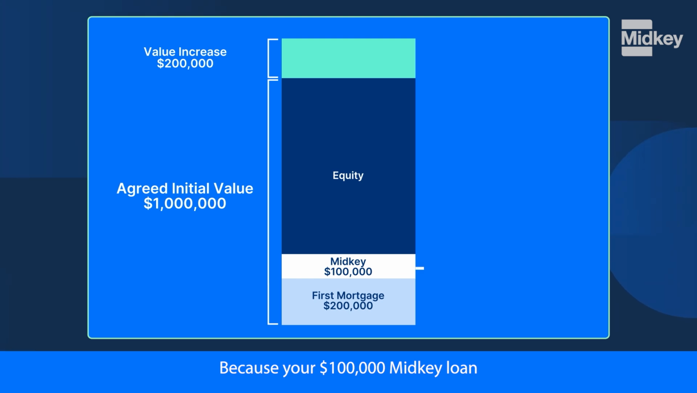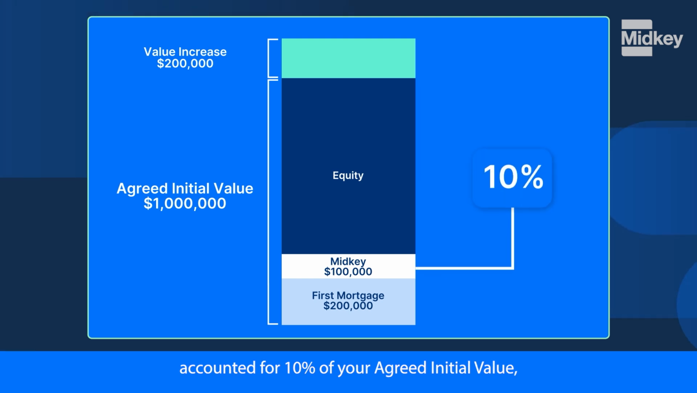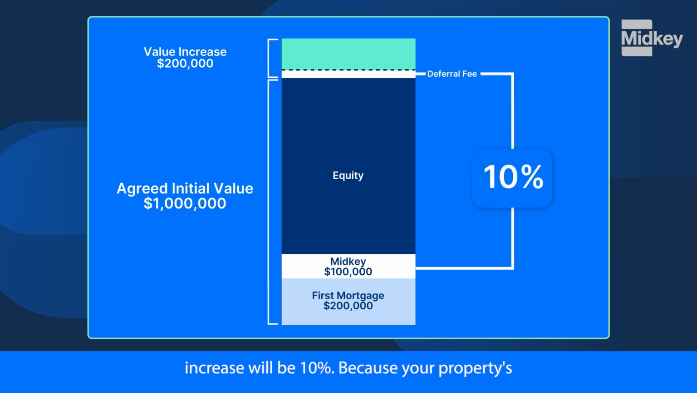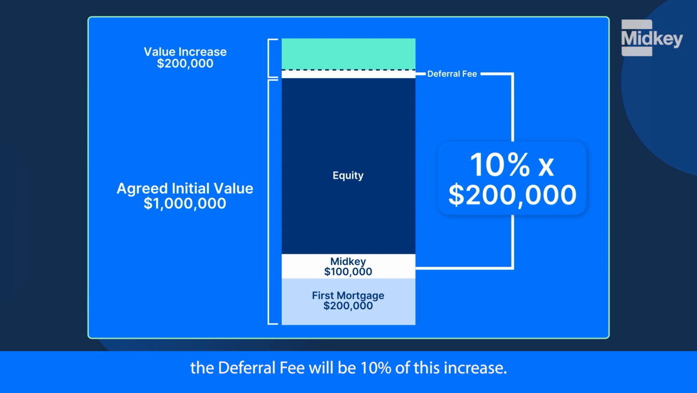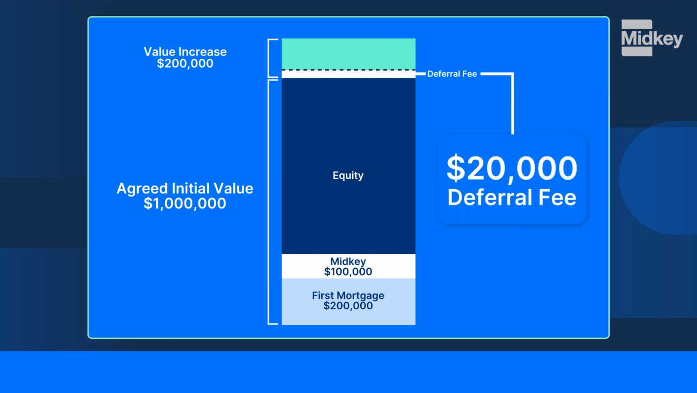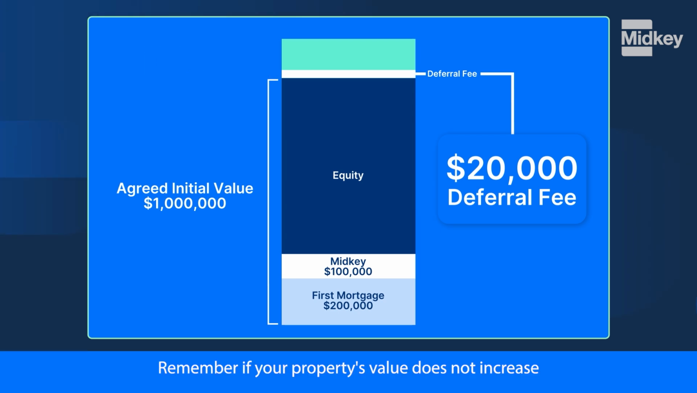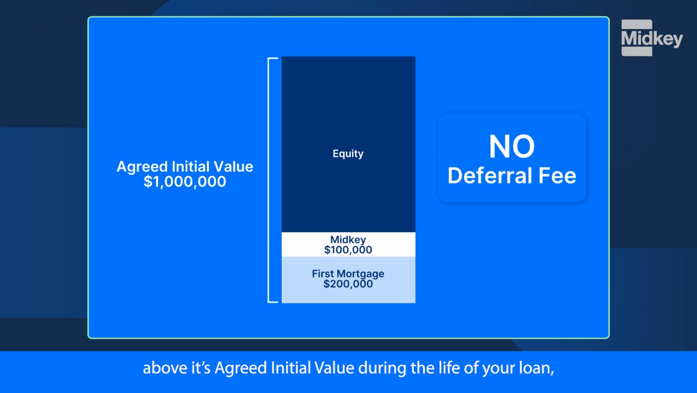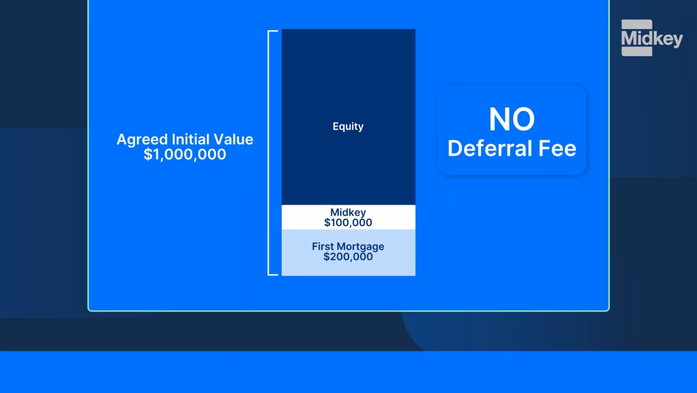Because your $100,000 Midkey loan accounted for 10% of your agreed initial value, the deferral fee proportion of any property increase will be 10%. Because your property's value has increased by $200,000 from the agreed initial value, the deferral fee will be 10% of this increase. So, 10% of this $200,000 increase is $20,000. And that's the deferral fee, $20,000. Remember, if your property's value does not increase above its agreed initial value during the life of your loan, there is no Midkey deferral fee.